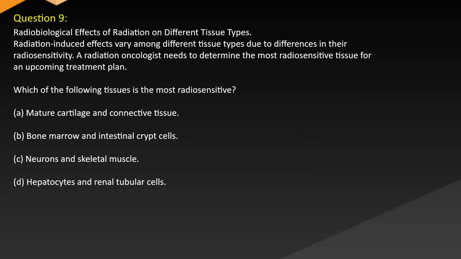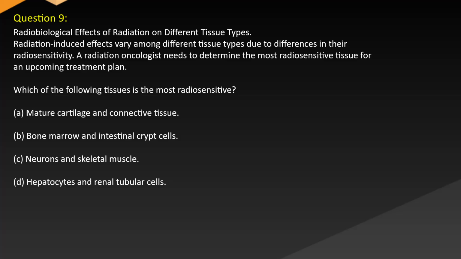Question 9. Radiobiological effects of radiation on different tissue types. Radiation-induced effects vary among different tissue types due to differences in their radiosensitivity. A radiation oncologist needs to determine the most radiosensitive tissue for an upcoming treatment plan. Which of the following tissues is the most radiosensitive?